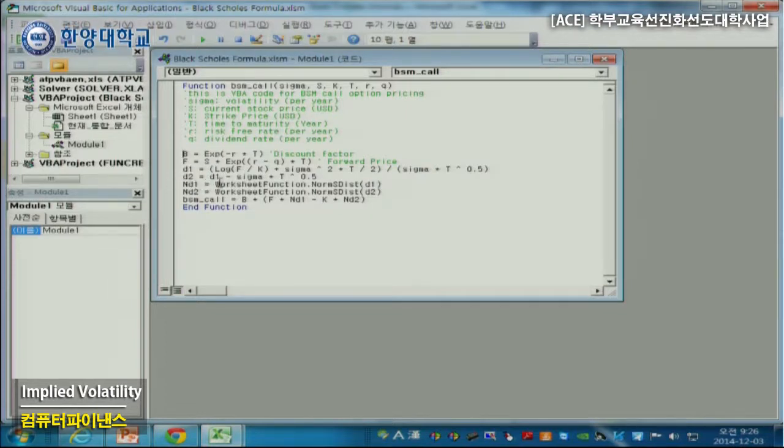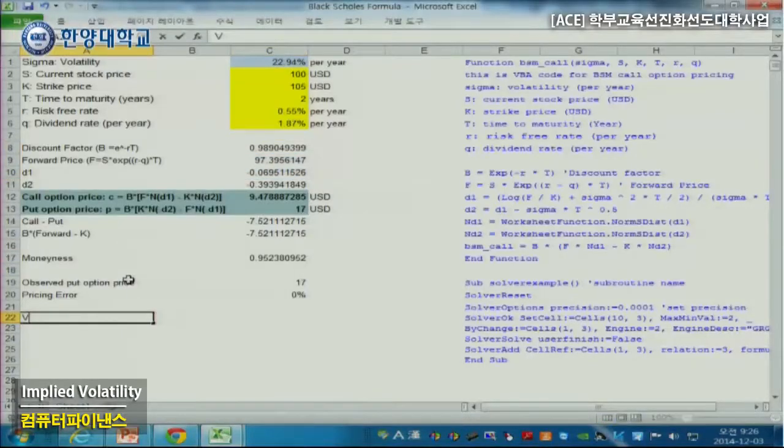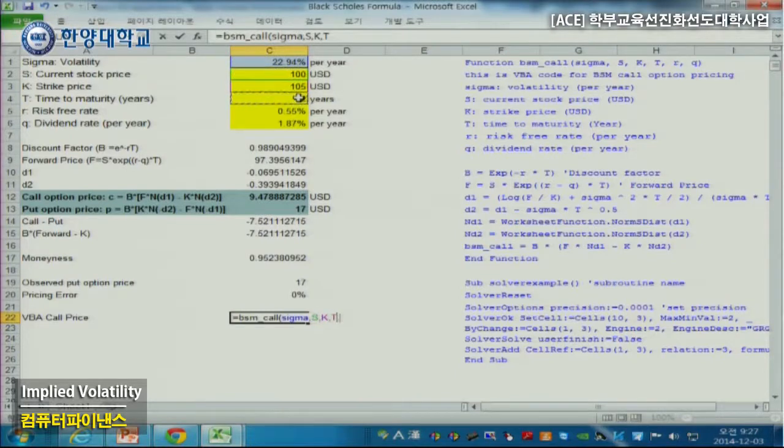Then ND1 is the worksheet function, normal cumulative distribution of D1. ND2 is the worksheet function NormSDist of D2. And the call option is B times (F times ND1 minus K times ND2). It's done. And now our call option price, BSM call, we get the same number. It's much easier, right? Much more convenient.